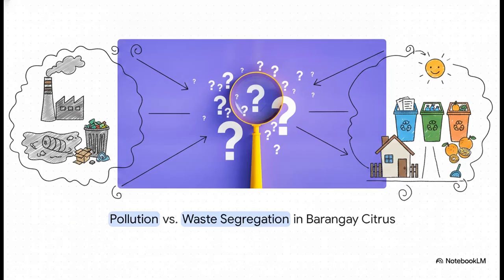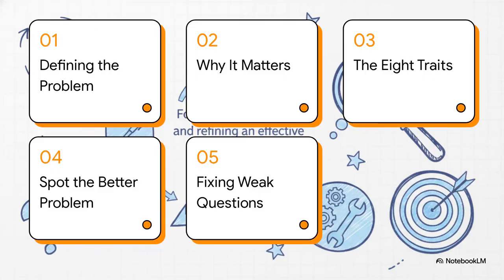So, let's start with a really simple question to get the gears turning. Consider these two topics. Which of them do you think would be easier to research, and why? On one hand, we've got the massive global concept of pollution. On the other, we have something super targeted: the effect of household waste segregation on community cleanliness in Barangay Citrus. You probably guessed the specific one, right?